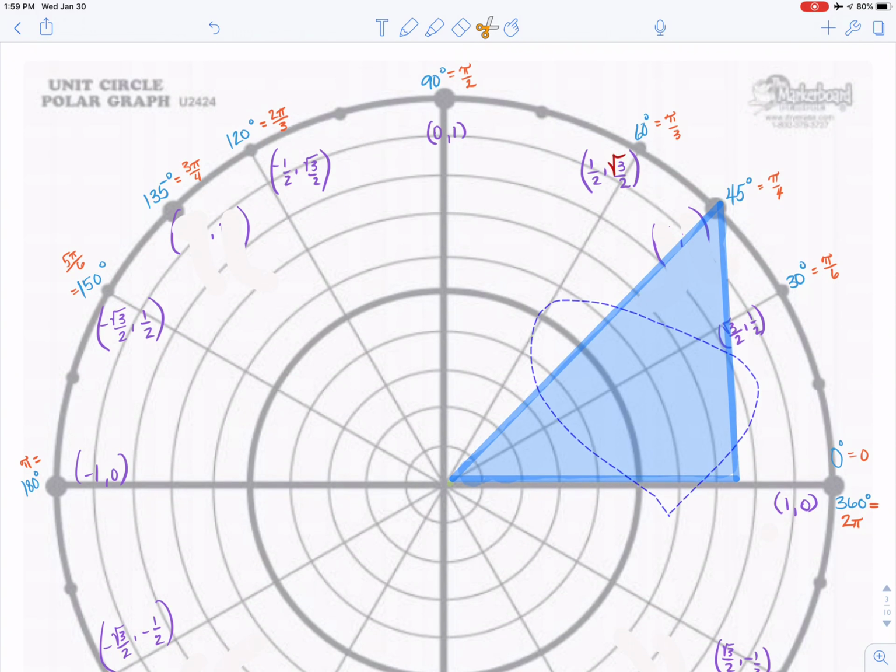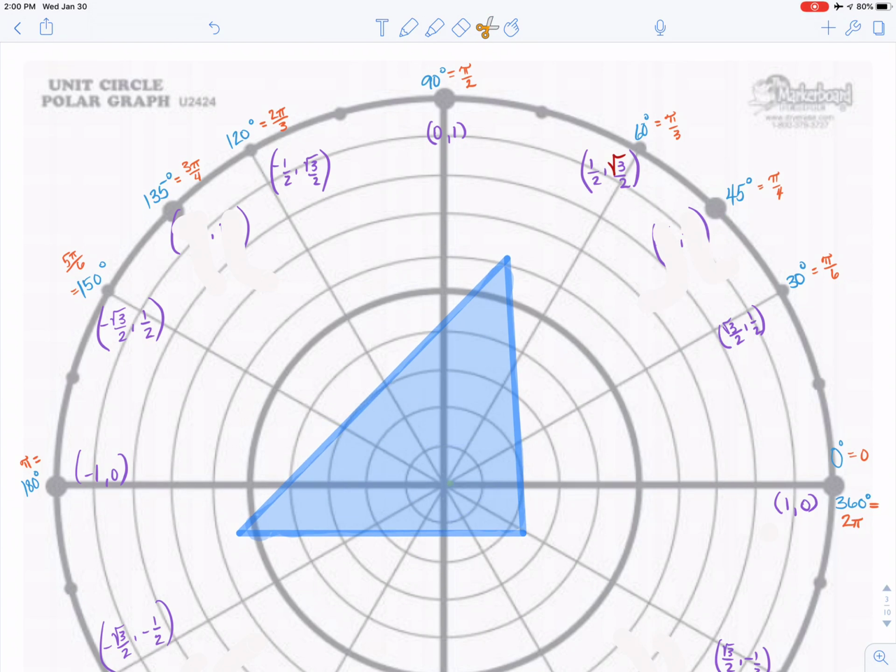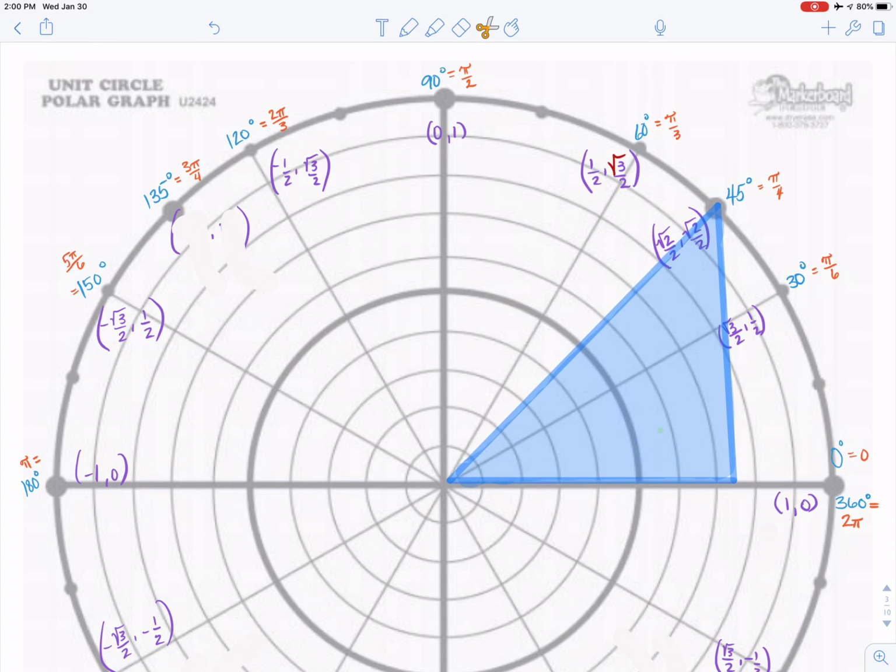And hopefully you can see, remember that for the 45, 45, 90, the two legs were always going to be equal in length, and they were always going to be root 2 over 2. So this coordinate is going to be root 2 over 2, root 2 over 2. I think I need to move my triangle to be able to get to that. So here's root 2 over 2, root 2 over 2. I can move my triangle back.